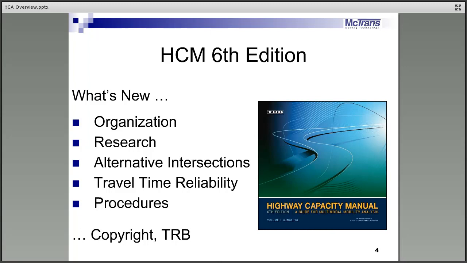About $5 million of research between the 2000 manual and the 2010 edition, and a similar amount, I don't know what the dollar amount is, but similar amount between 2010 and the 6th edition. The two biggest changes, or additions I should say, were alternative intersections, travel time reliability. Alternative intersections include a divergent diamond interchange, restricted crossing U-turn superstreet intersection, displaced left turn continuous flow intersection, and a median U-turn intersection as well.